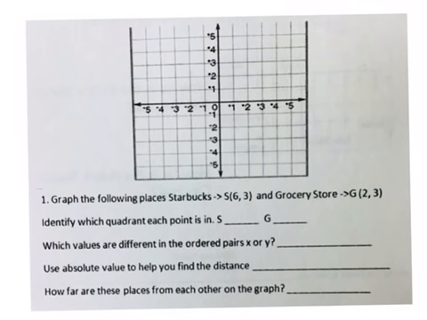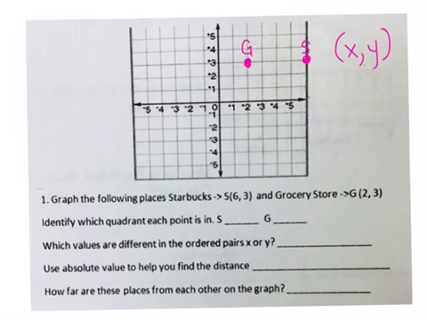So remember, when we are graphing things, we're going to do ordered pairs are X and then Y. So we're going to go across and then up and down. So 6 across and 3 up would put us right here. That is our Starbucks. And then we're going to put the grocery store at 2, 3. So +2, +3. And that is G for grocery store.